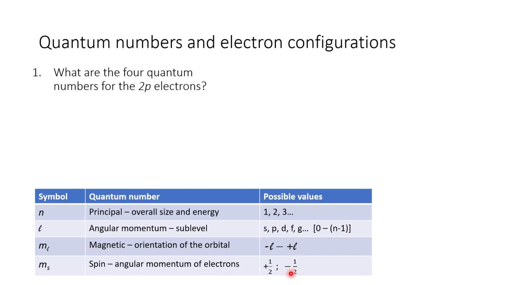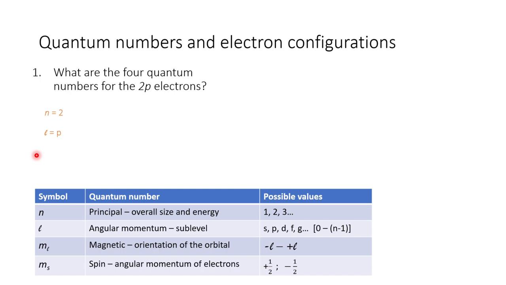So what might this look like? If we want to start off with our 2p, the easiest one is going to be our n. The number is right there, it's a 2, so our n is equal to 2. Now we have our l, and our possibilities for l would be 0 and 1. But we're in the p, so we know that our l equals p, or you could also say it equals 1.